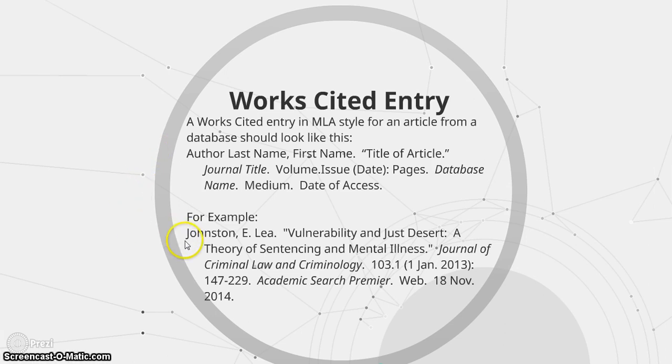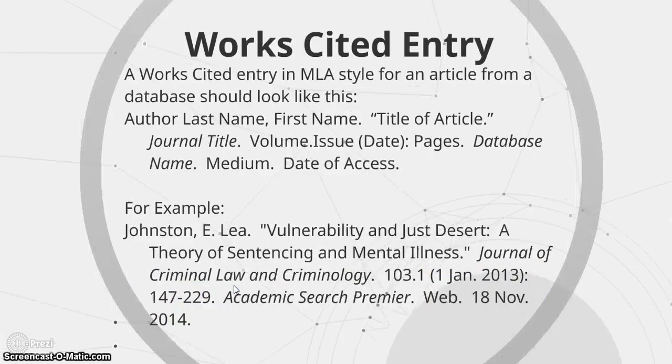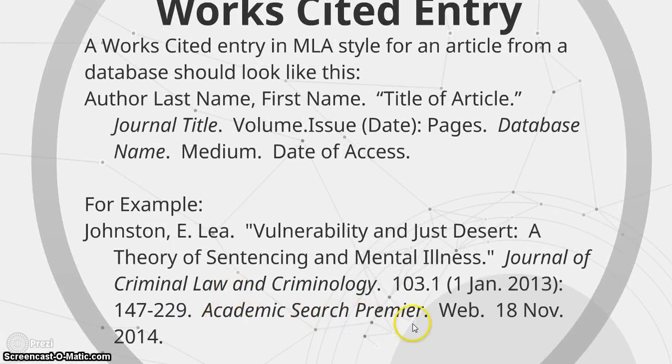So you see the author's last name, Johnston, comma, E. Leah, her first name, the title of the article in quotation marks, Vulnerability and Just Desert, A Theory of Sentencing and Mental Illness, the name of the publication, Journal of Criminal Law and Criminology, the volume number 103 with a period and the number 1, which is the issue number, the date in parentheses, 1 January 2013, a colon, the page numbers, 147 to 229, the name of the database, Academic Search Premier, our medium, which is web, and the date of access, November 18th, 2014.